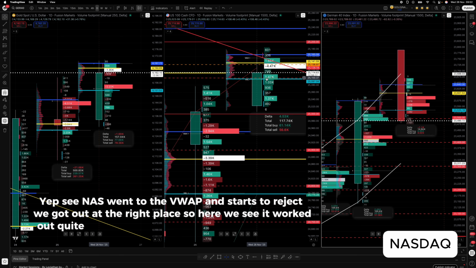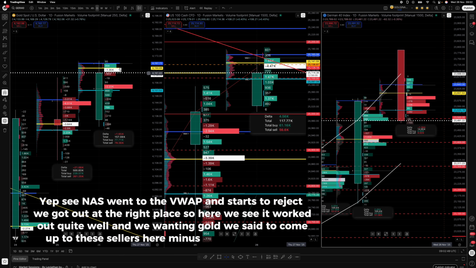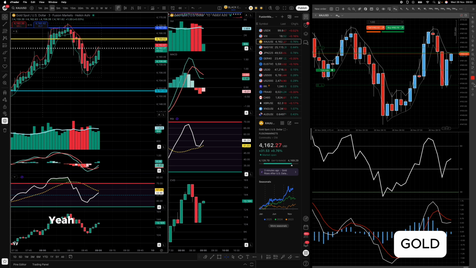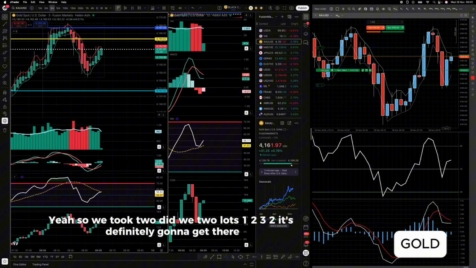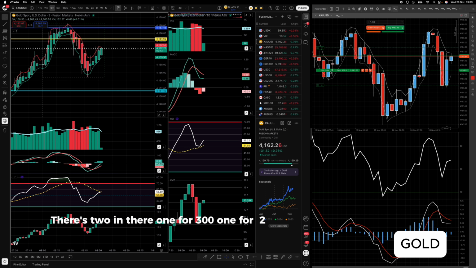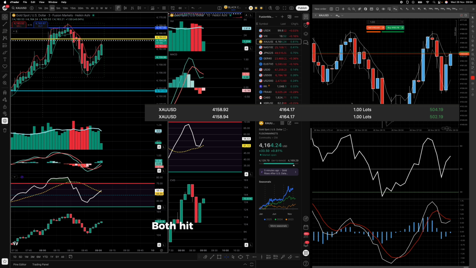So here we see it worked out quite well. And we're wanting gold, we said, to come up to these sellers here at minus 135. And that's what's probably going to happen now. Where are we? Here. So we took 2, did we? 2 lots. It's definitely going to get up there. There's 2 in there, 1 for 3,300, 1 for 3,298 or something. There you go, both hit.